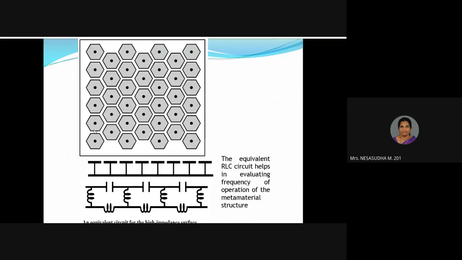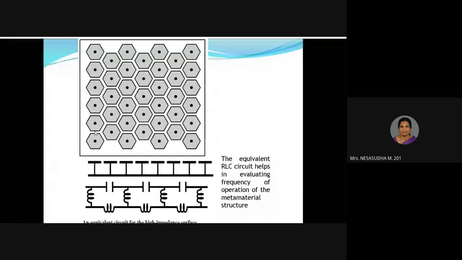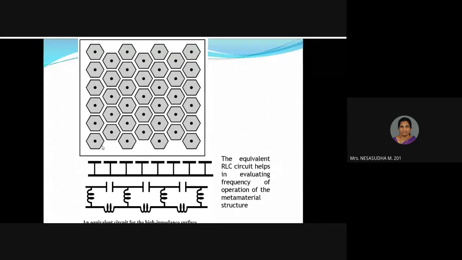This is the gap between the two parallel plates. It acts as a capacitor. These vertical lines are the inductors. This is placed over the substrate. Under the substrate, all are connected together. This is a ground plane.